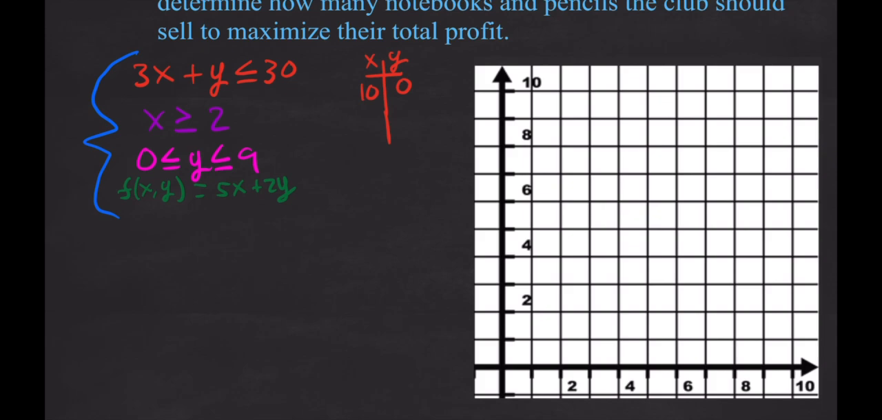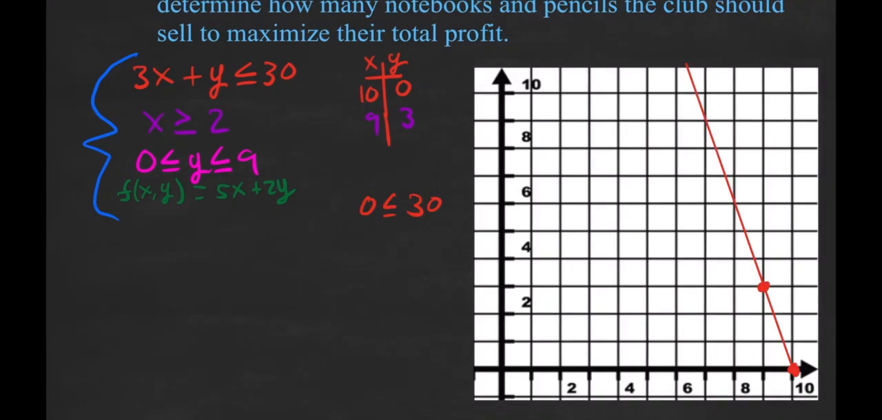Let's also choose our y value to be 3. If y were 3, meaning 3 pencils being made, then we will end up with a grand total of 9 notebooks. So this graph would look like this. In order to know which side to shade, let's just choose a point. Let's choose 0, 0. With 0, 0, we would end up with 0 less than or equal to 30. Well, because that is true, we shade towards 0, 0.